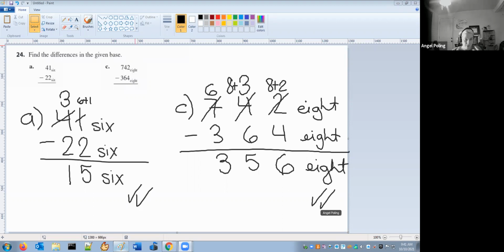So when you're borrowing 1 from your neighbor, it's coming over as a group of the base, right? So the base is your grouping number.